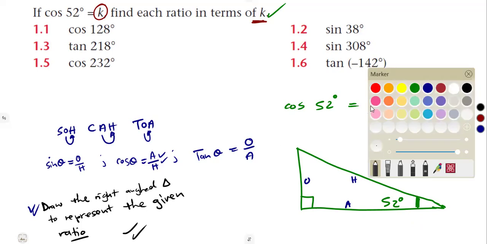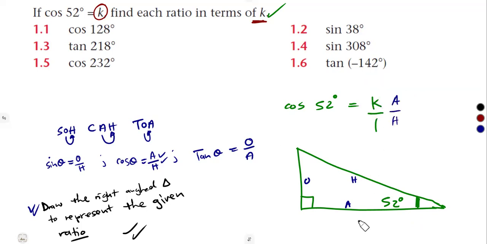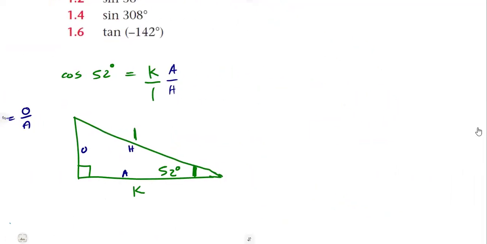So the adjacent is the one that we are given, which is K. Our hypotenuse is 1. This is your hypotenuse. So as you can see, this is the side that is missing, your opposite. So how do you find that opposite? Using your Pythagoras theorem, guys. That's where the Pythagoras is playing a role. Hypotenuse squared is equal to opposite squared plus adjacent squared.